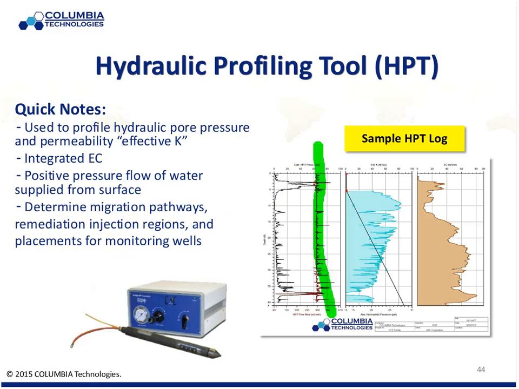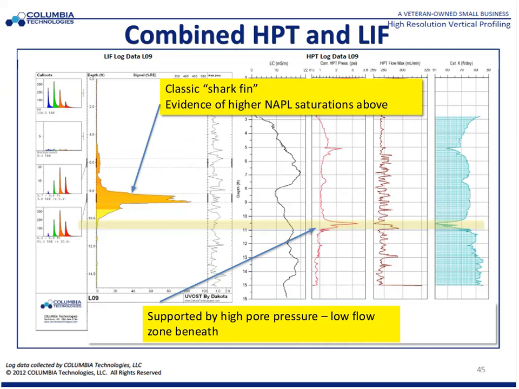We're going to maintain consistent flow as we press this tool through the formation, and then we're going to measure pressures. And what we're going to see is things like this, where this little high pressure zone occurs right here, very narrow. Our flow drops to zero, and we're also measuring EC as we go down. So we're looking for this very small, in this case, storage zone, and what's the relationship between that storage zone and the LNAPL distribution that we saw with the laser-induced fluorescence.